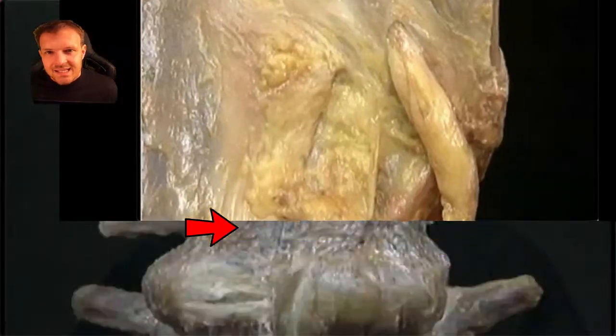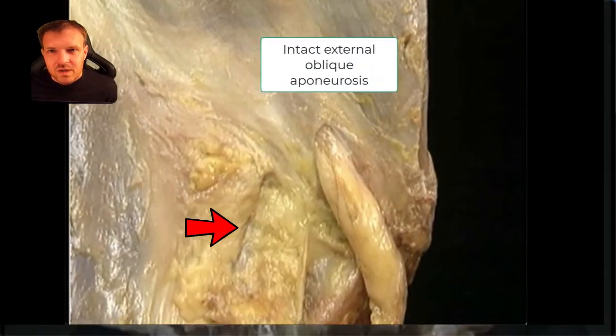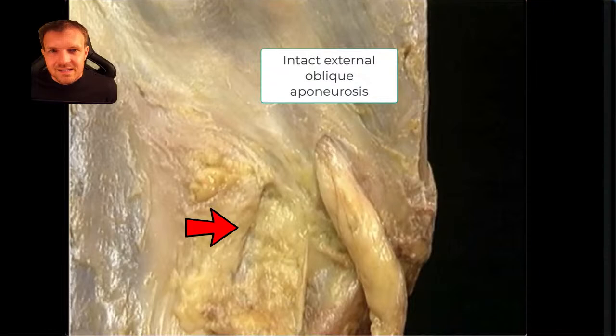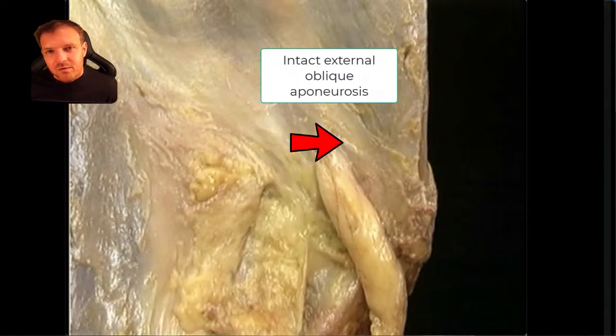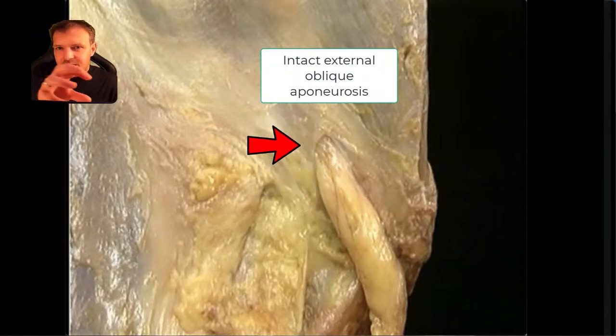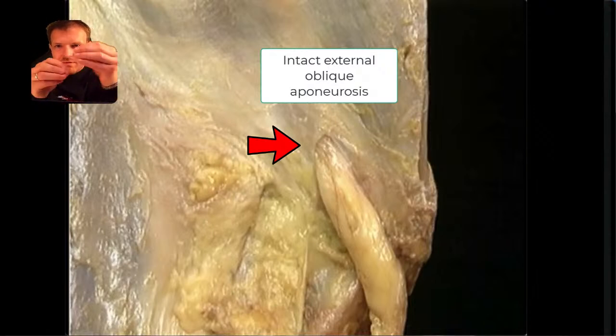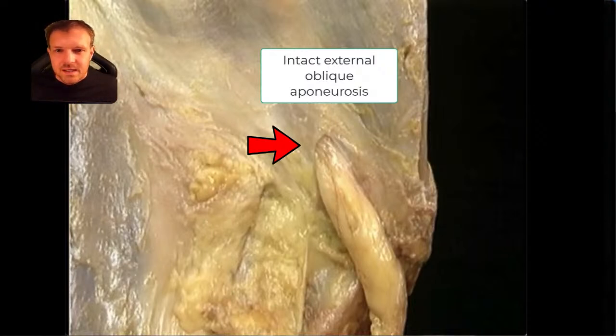So this is the intact. Move the wrong one again. This is the intact oblique aponeurosis. Okay, external oblique. So you can see it wrapping around. Yeah, so there's no holes anywhere. Everything's all continuous with each other as it passes through. Okay.